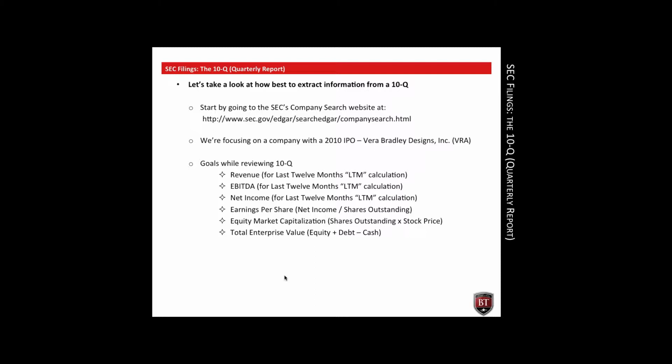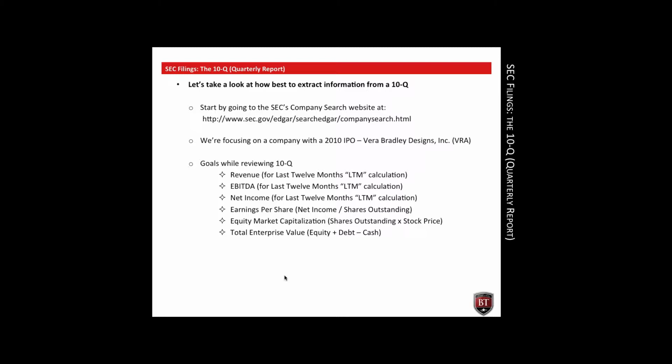And much like the annual report, our goals while reviewing the 10Q are revenue, but this time we're going to use the current quarter and the previous year's similar quarter for our last 12 months calculation. And we're going to do that for EBITDA, net income, and even earnings per share. We're also going to use our shares outstanding number for the equity market cap and look for debt and cash information for our total enterprise value.